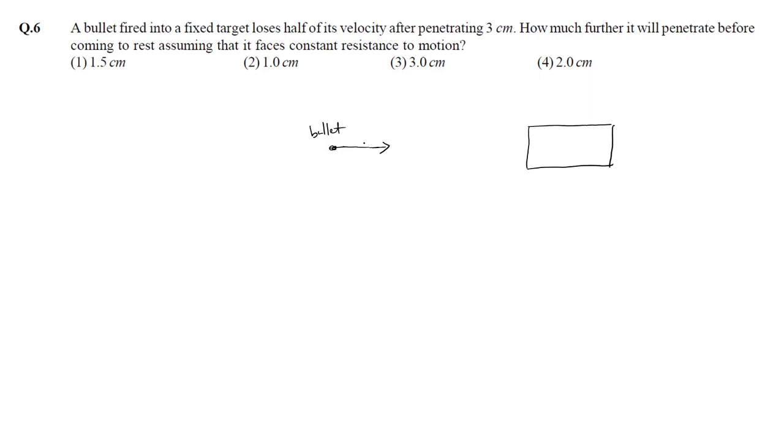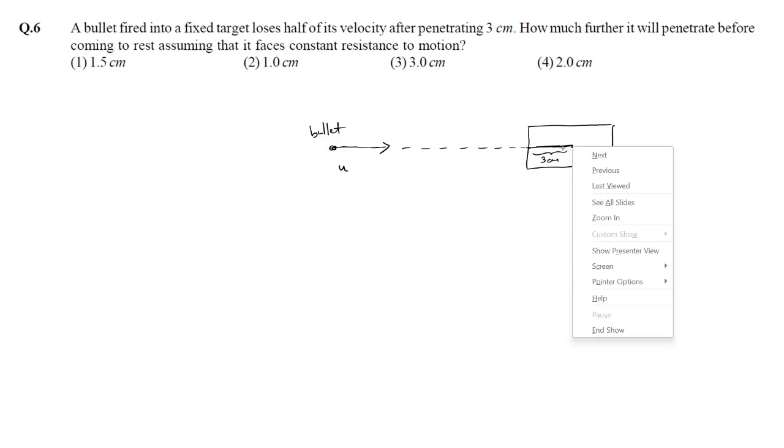A bullet fired into a fixed target loses half of its velocity after penetrating 3 centimeters. Just imagine that its initial velocity is u, and now this bullet is entering into the target and covering a distance of about 3 centimeter, and after traveling that distance it is losing half of its velocity. Now what is its velocity after 3 centimeter penetration? It means u by 2.